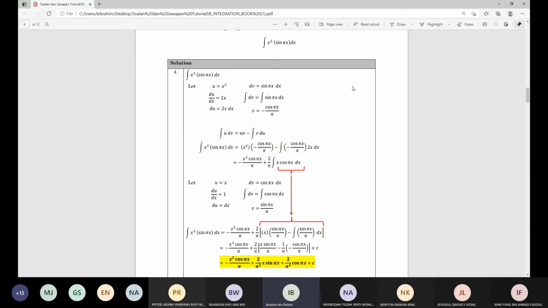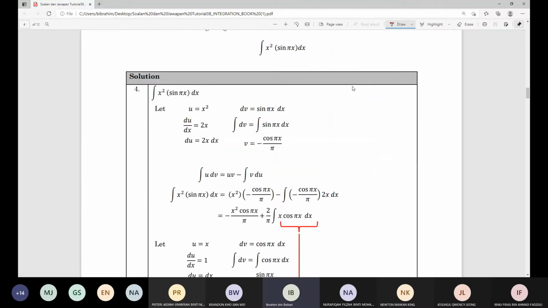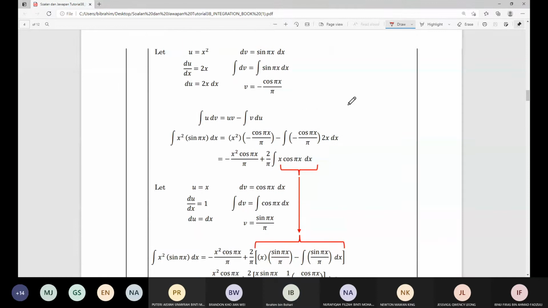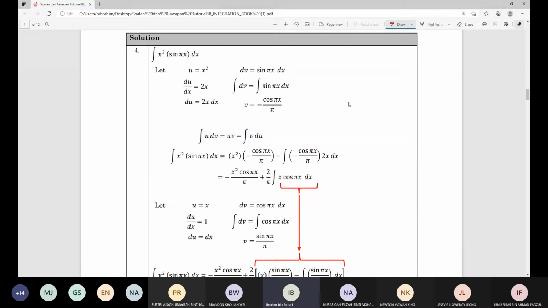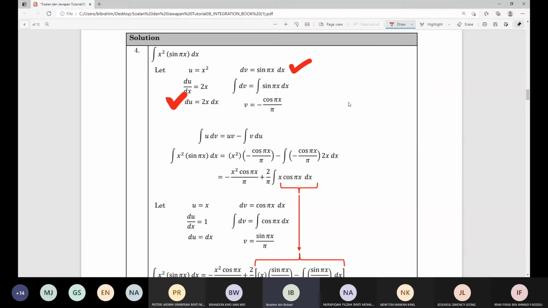First, you let u equals x squared, and du over dx equals 2x. So du equals 2x dx, and dv equals sin πx, and v, integrating, equals negative cos πx over π. Using integration by parts, uv minus the integral of v du.